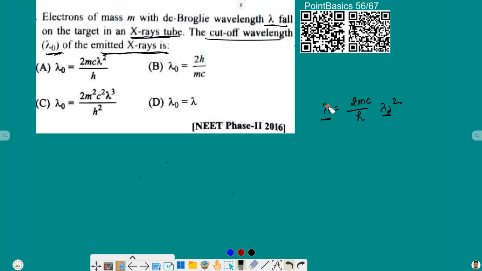Initially we had a photon striking to produce the electron. Now we have an electron striking to produce the photon. So the lambdas will just exchange their values. So here we will get lambda electron equal to 2mc by h into lambda photon squared. So this will be the relation. And how we solved it, you can visit our question number 51, where we have solved it already. So option A will be the right answer here.